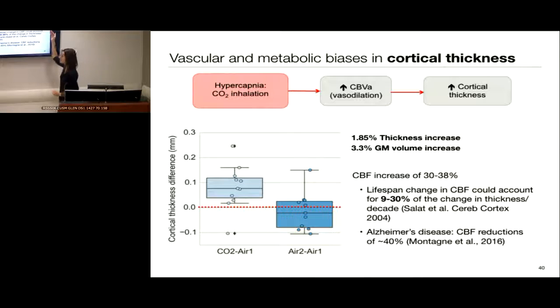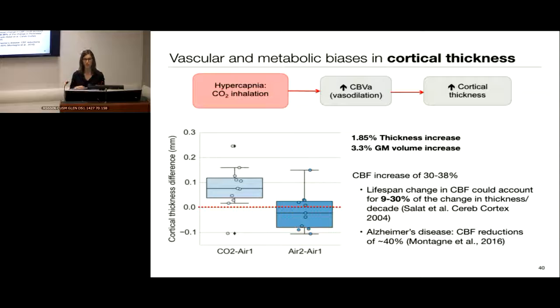And if, again, you take this into the context of normal aging studies, okay, Salat published data where he looked at cortical thickness differences over the lifespan and CBF differences over the lifespan in the same subjects. If you put that together, it means that differences in cerebral blood flow and volume would account for 9 to 30% of the changes that we see in cortical thickness.